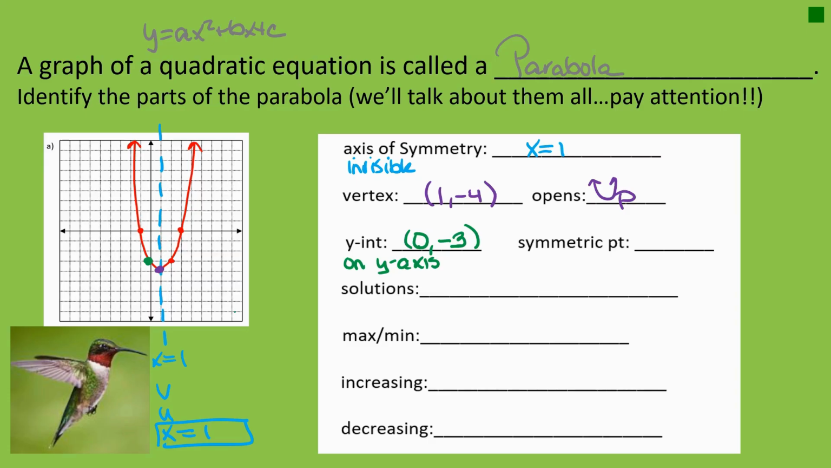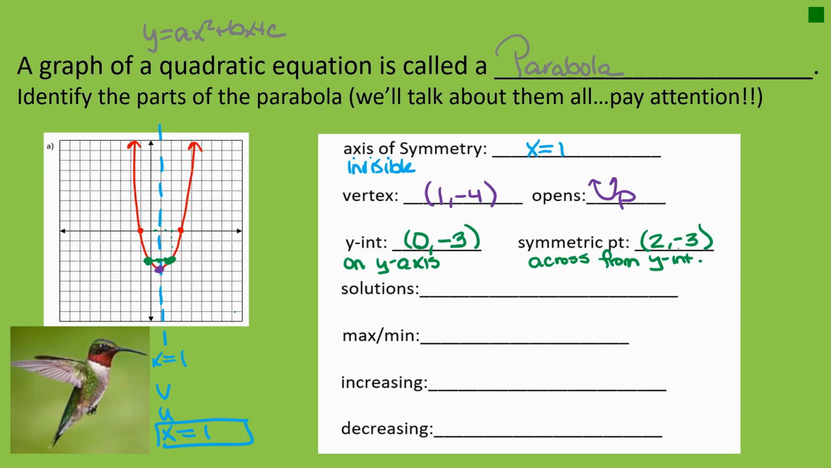The symmetric point, I'm going to keep it the same color. It's the one directly across from the y-intercept. So what you do is you go to the y-intercept, you walk to the axis of symmetry, and you walk over. How many steps did you take? You took 2 steps, and you're down 3. So it's at the point (2, -3).